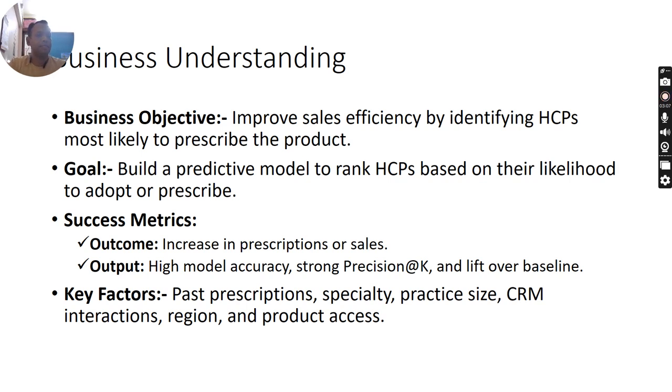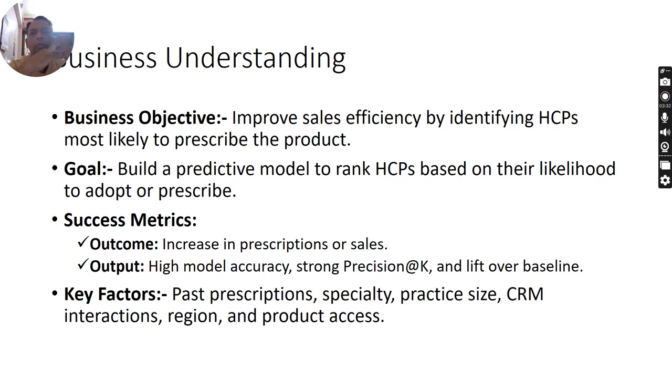Now let's understand the business goal that we are trying to achieve over here. We have to improve the sales efficiency by identifying HCPs most likely to prescribe, and which product they should prescribe and which HCP they should target, so that they can achieve their targets during the particular period.